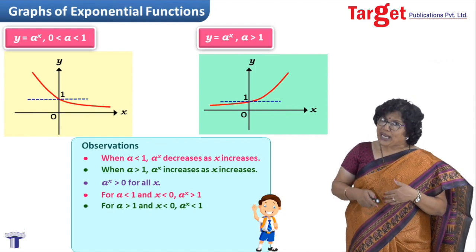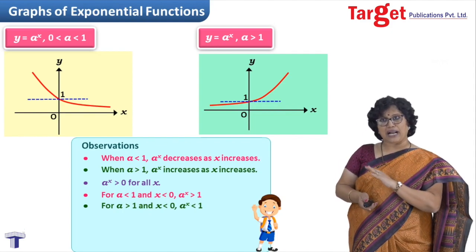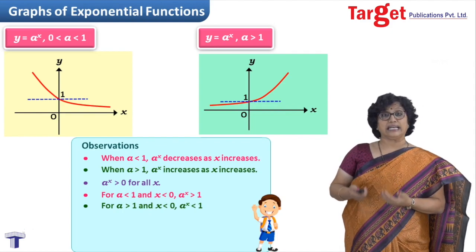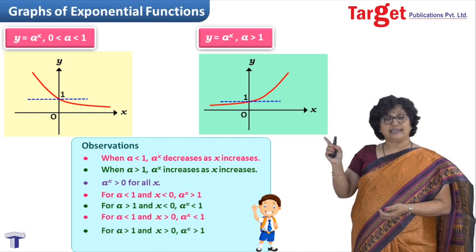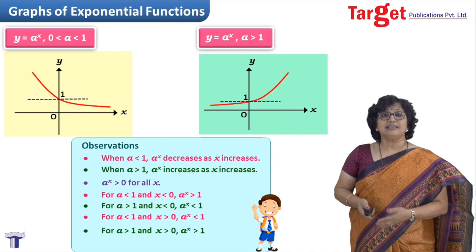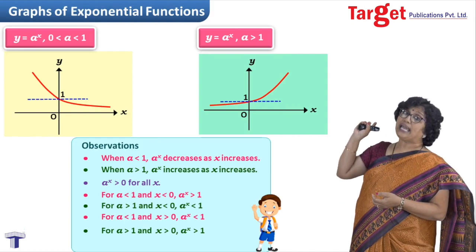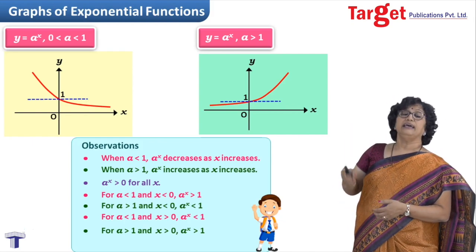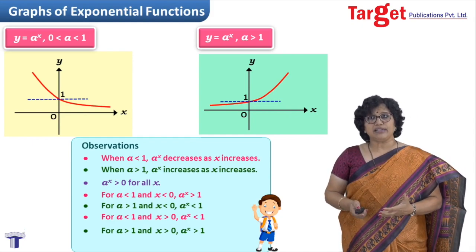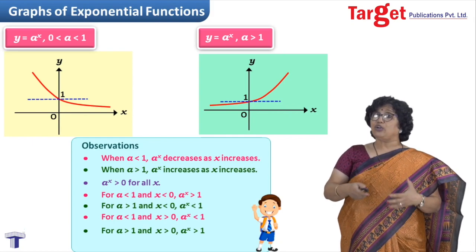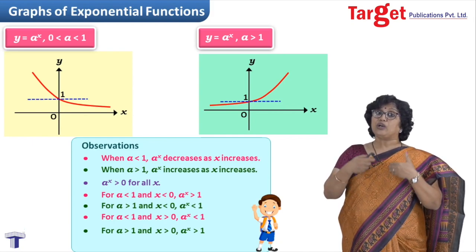Now, can you write a similar statement for the second part? Second part, I mean for x greater than 0, what happens? For x greater than 0, for a less than 1, a raised to x is less than 1. And for a greater than 1, we are observing that a raised to x is more than 1. So, such observations you can always make whenever you see a graph. You should be able to write.